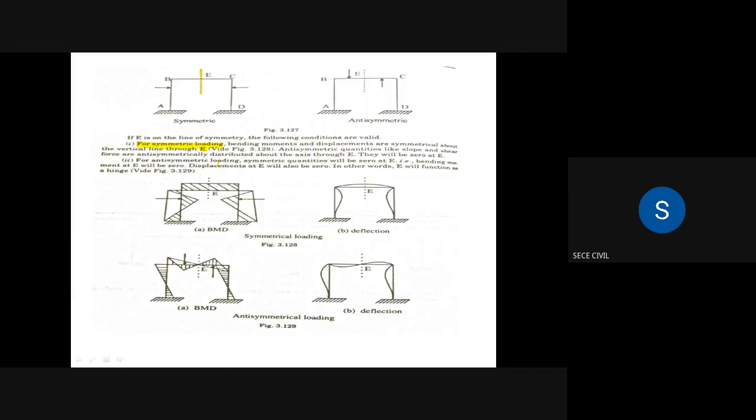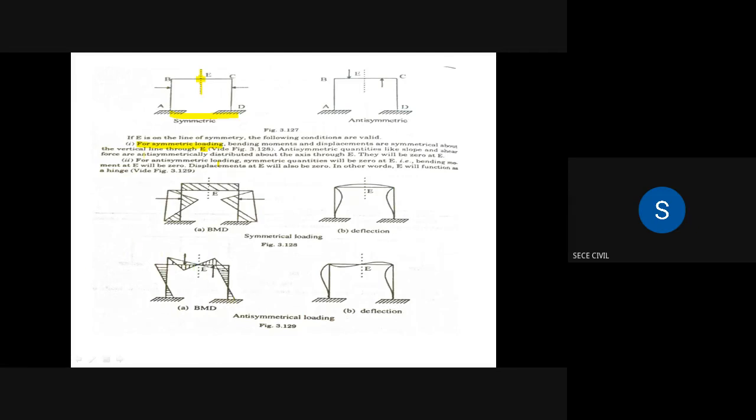If we calculate shear force and slope for this particular frame, those will be anti-symmetrical, distributed about the axis, and they will be zero at E. For this particular frame, slope and shear force will be zero at point E, this particular point.